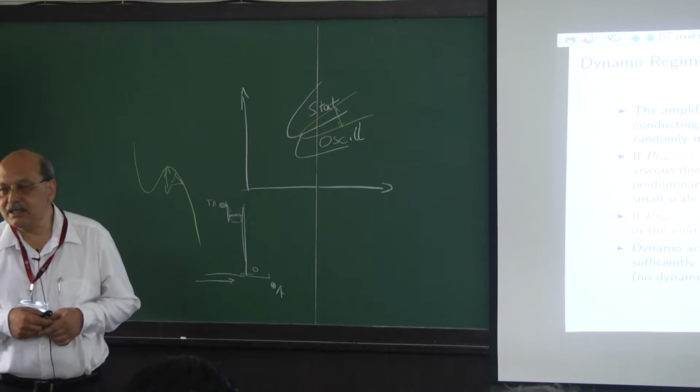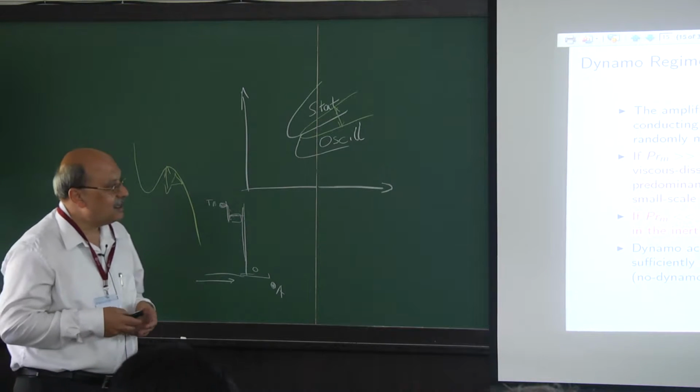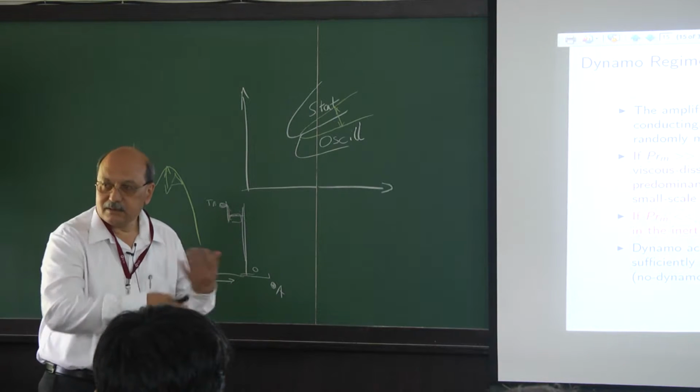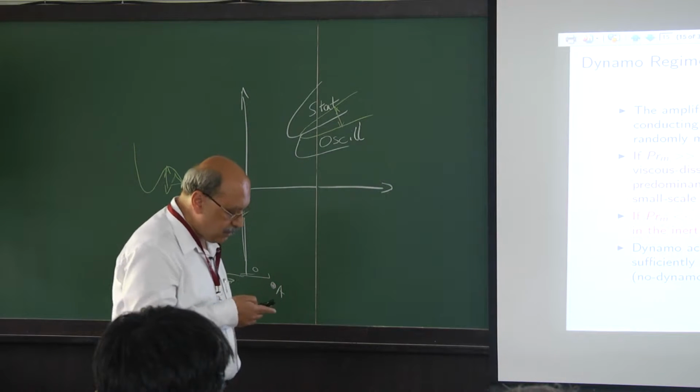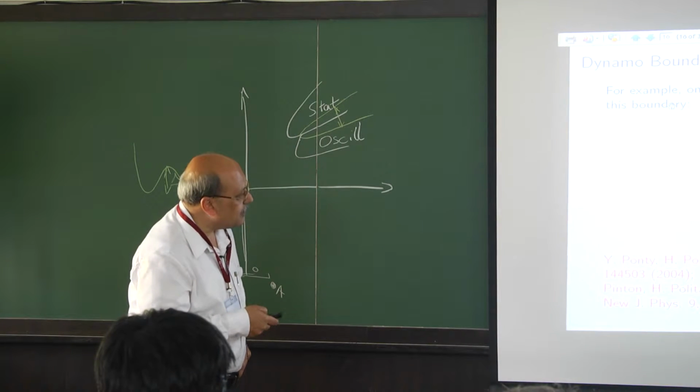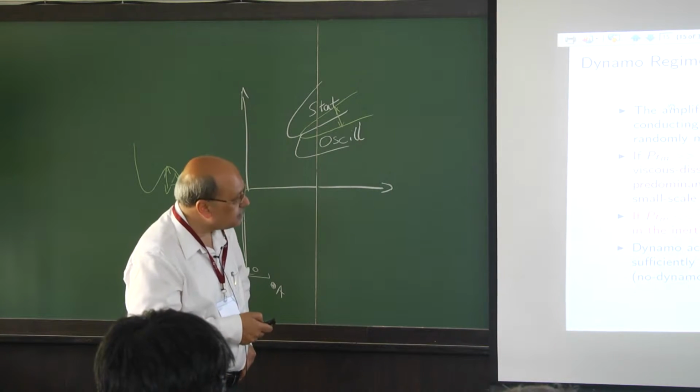A shell model is too poor to do this. The velocity is a scalar, there's no vorticity, but it gives you something. I'll tell you what it gives you in a minute, but just to say the general things first.